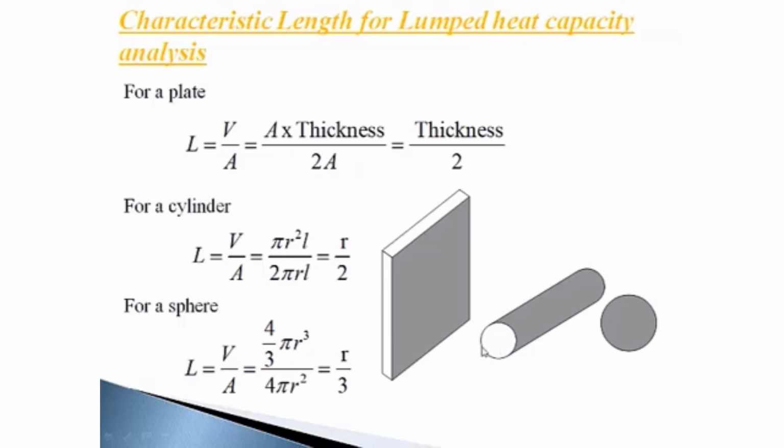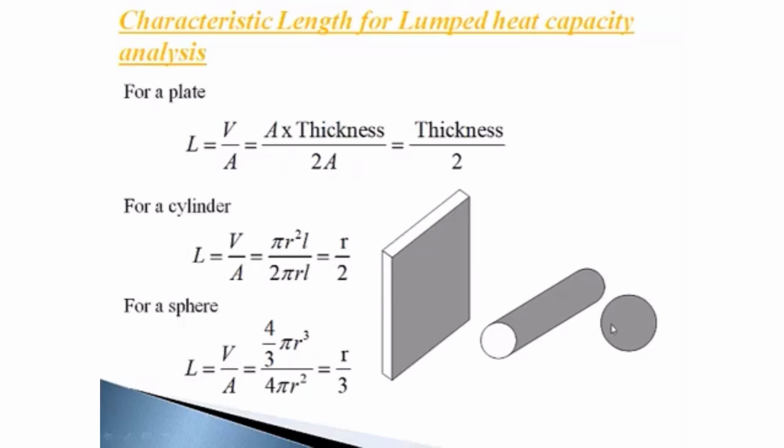Now for a cylinder, the volume is pi r square, the end surface area, multiplied by L, the length of the cylinder. So pi r square L is the volume, and the shaded area, that is the surface area, is 2 pi r, that is the perimeter, into length. Again, you are not taking the end surface area, only the lateral surface area is taken. So that is 2 pi r L. So pi r L cancels and you get r by 2. So that is the characteristic length for a cylinder.